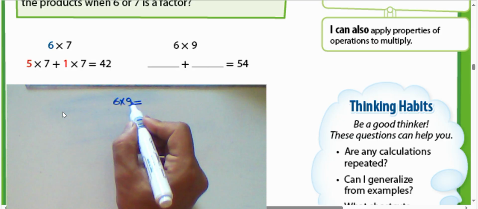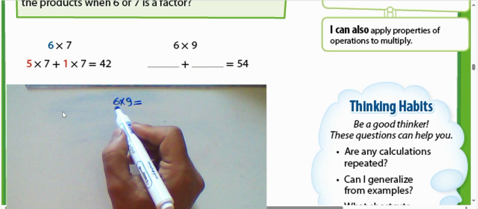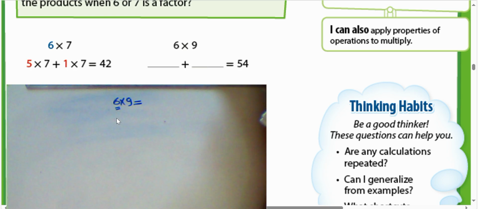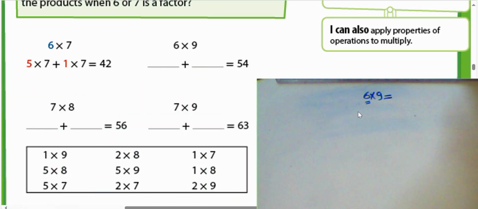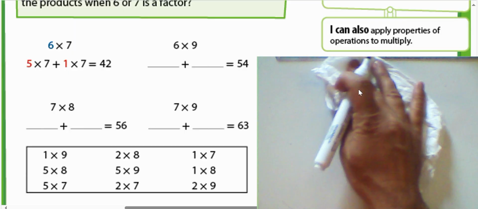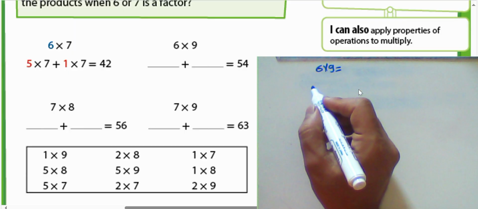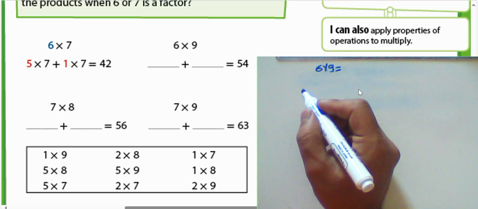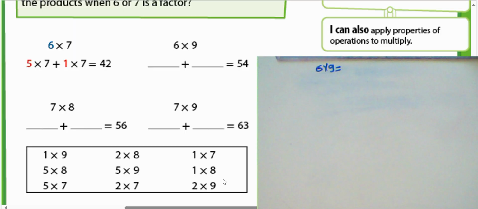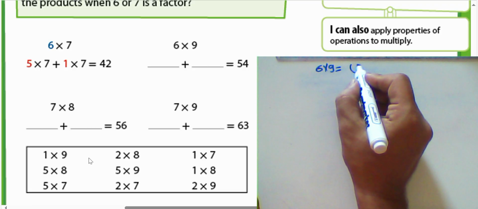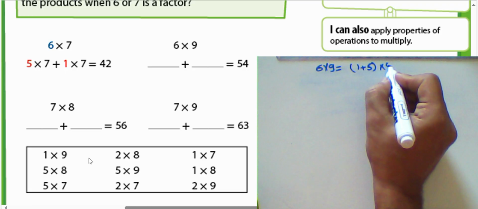6 times 9 equals what? We can write 6 as 4 plus 2 or 5 plus 1, like the first question. Use this information to find the answer. Okay, right here, 6 times 9. We can add together here. Who can tell me the answer? What can we choose? 2 times 9 and 4 times 9. No, we have 5 times 9 and 1 times 9. So we can write 6 as 1 plus 5, multiplied by 9.